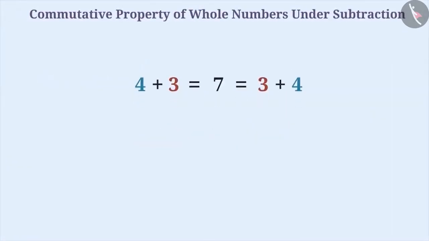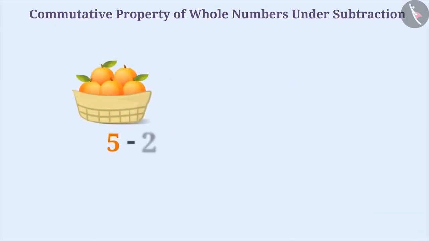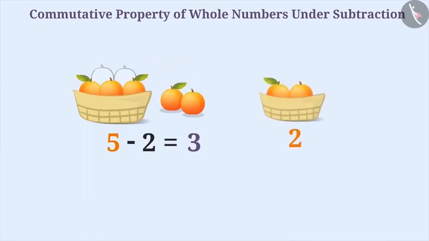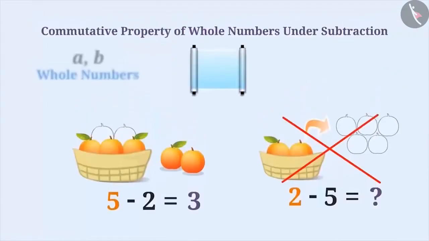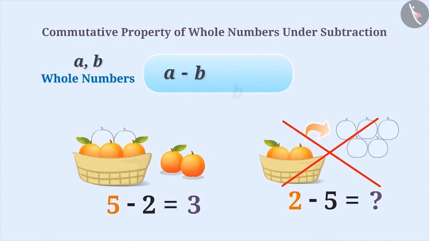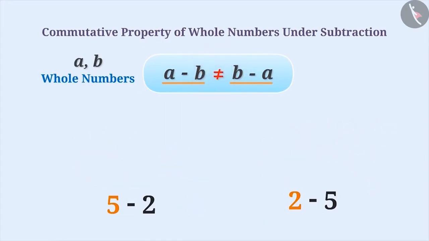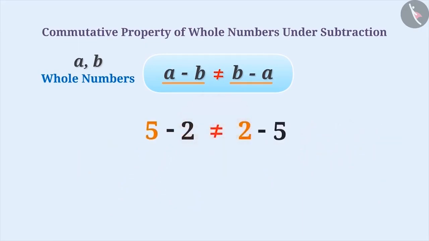Just like addition, is the subtraction of whole numbers also commutative? Think for a while. Let's see. Is it possible to subtract a smaller whole number from a bigger whole number? However, we cannot subtract a bigger whole number from a smaller whole number. Therefore, the subtraction of any two whole numbers, a and b, cannot be done by changing the order of the numbers. That is, a minus b is not equal to b minus a. Therefore, subtraction is not commutative for whole numbers.